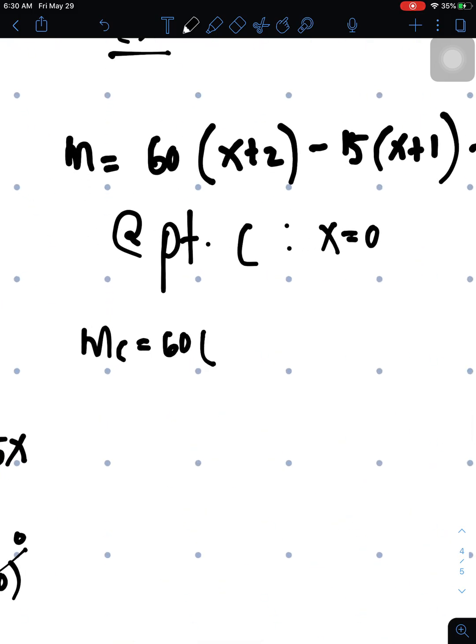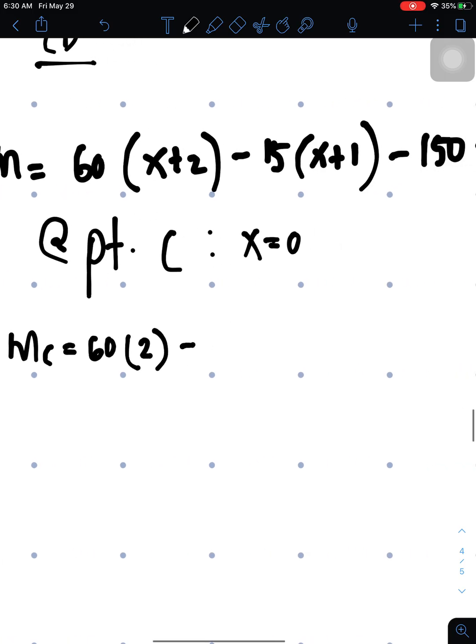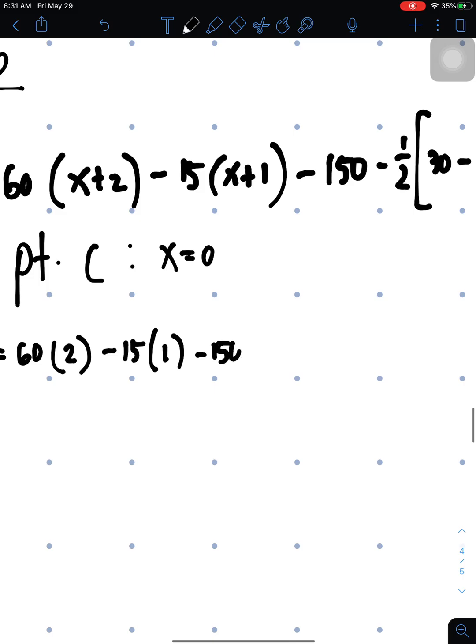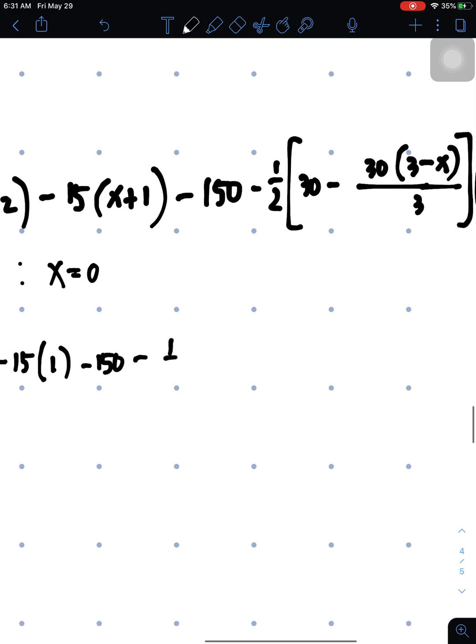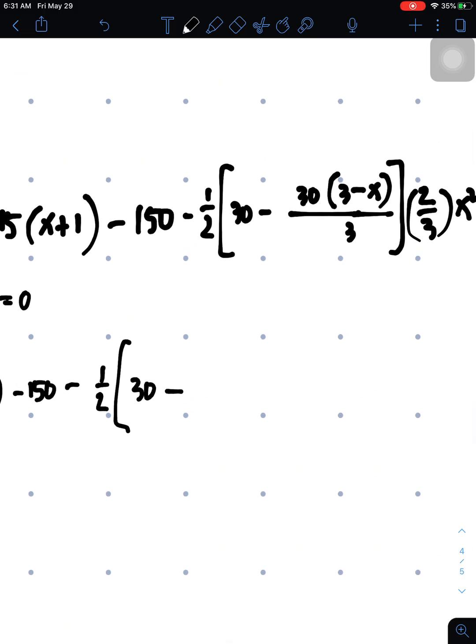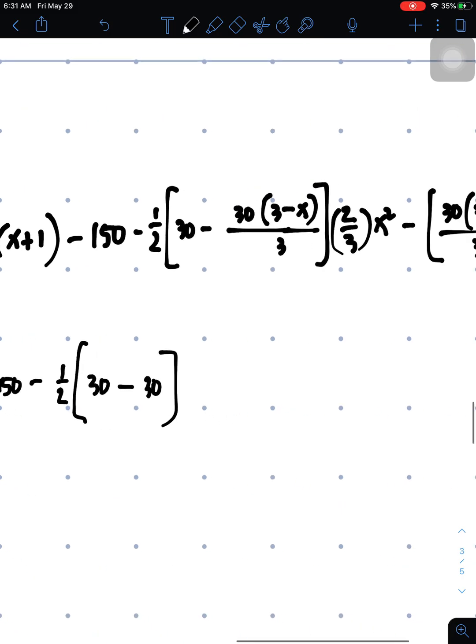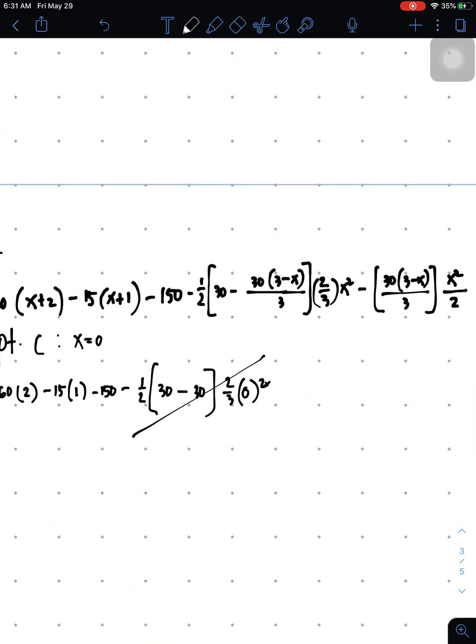This is 60 times 0 plus 2. So that's just 2. Then minus 5 times x plus 1. X is 0, so times 1 lang. Then minus 150. Then minus 1/2 of 30 times 3 minus x equal to 0. So this is 3 over 3. So that's 1. And then 1 times 30, kani. So that's 30. Then 30 minus this one, 0. No? So, ana ra din na siya. Then times 2/3 of 0 square. So this term di ay kay 0.